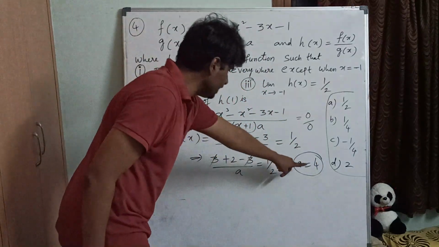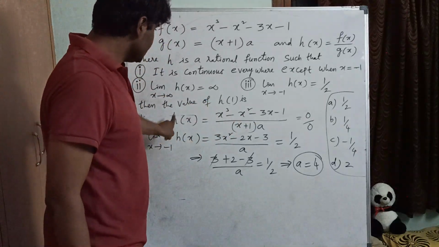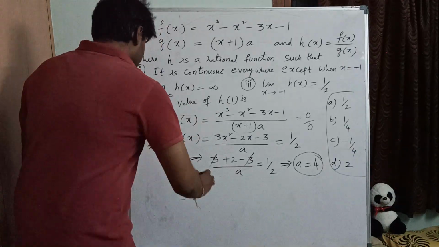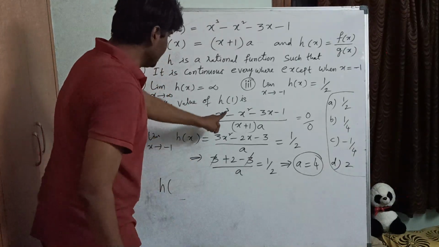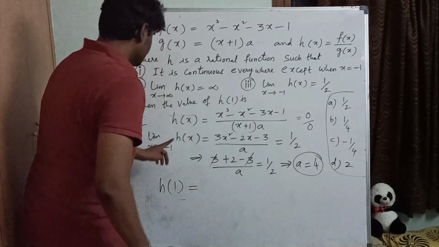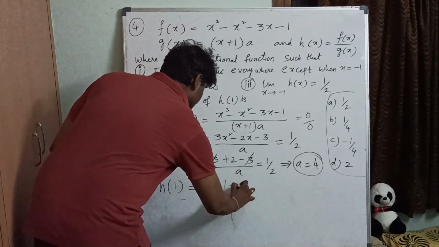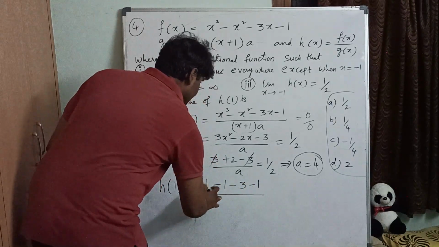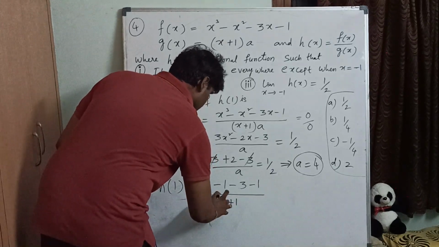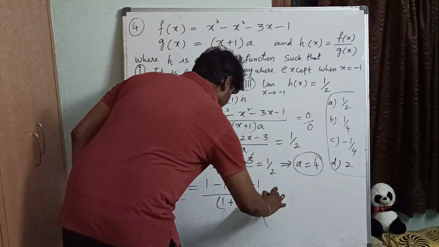Correct? So let us substitute the value 4 back in this. This function will become the original h of x. Then find h of 1. Simple. Now what is our main function h of x? Otherwise we can directly find h of 1, not a problem. H of 1, I am going to substitute. So substitute 1 there: 1 minus 3 minus 1 by x plus 1, x is again 1, 1 plus 1, into a. What is a? 4.